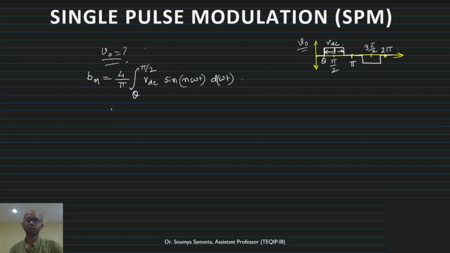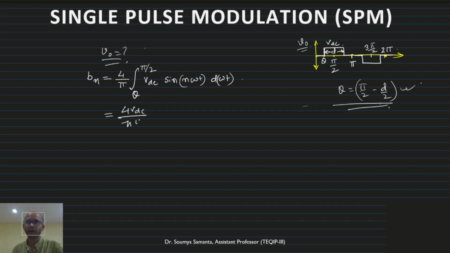So this is one way we can do it, or another way: from theta to pi by 2. Suppose theta equals pi by 2 minus d by 2. That we can also do. We can replace by this one. Let us see. With theta, let us first understand 4 VDC by n pi, minus cosine of n omega t from theta to pi by 2.